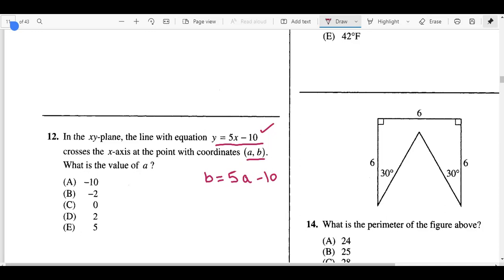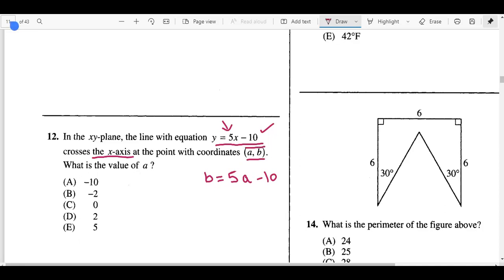So for finding a, you need b. And what is b? B is given in the question. Where? This line is telling us the b. It crosses the x-axis, right? They're saying that this is an equation of a straight line. This line is basically crossing the x-axis at this point.